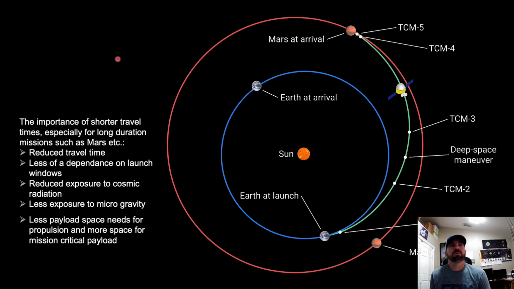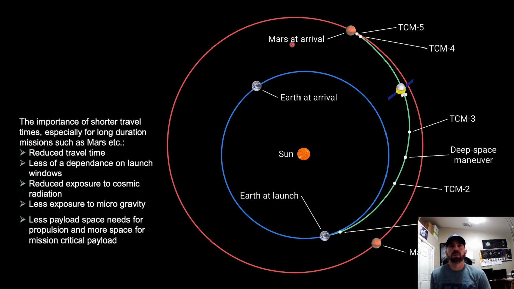So why is specific impulse so important? Well, the higher your specific impulse, the higher is your delta V, and the higher is your travel velocity. And that becomes especially important during long duration missions, such as a mission to Mars. For one, it reduces your overall travel time, less dependence on launch windows, reduced exposure to cosmic radiation for the astronauts, less exposure to microgravity to the astronauts, and because you're getting there faster, there's less payload needs for propulsion and more space for mission critical payload.